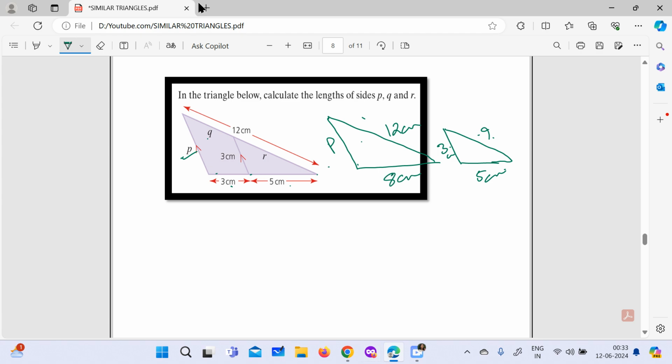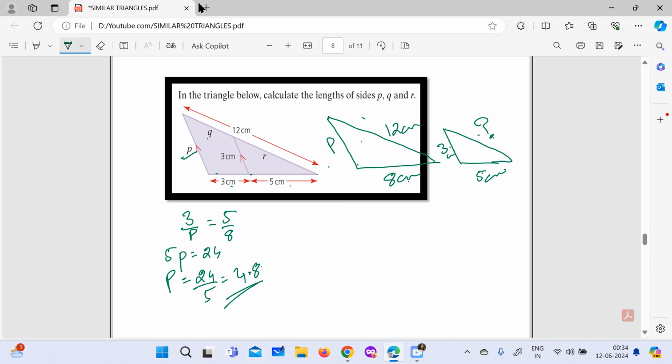Okay, so now we know the corresponding sides, and this is question mark. Okay, so we can write our ratios. This and these are two corresponding sides. So I will write 3 over P, which is equal to 5 over 8. So this is easy. 5P is equal to 24, and P equals 24 by 5. That equals 4.8.